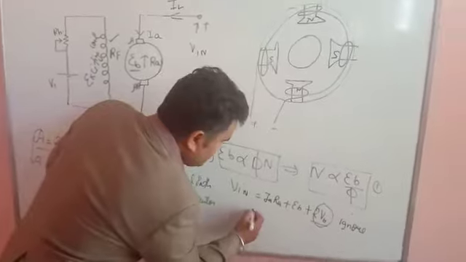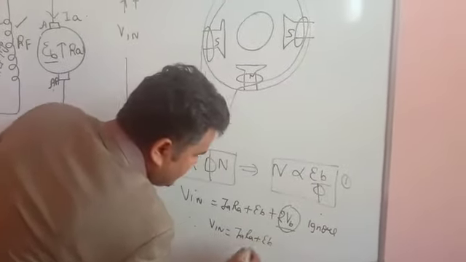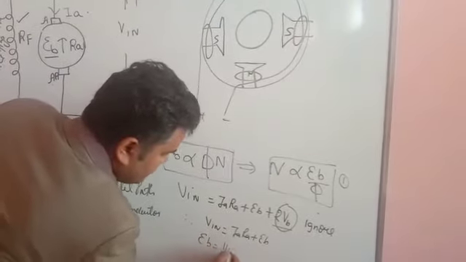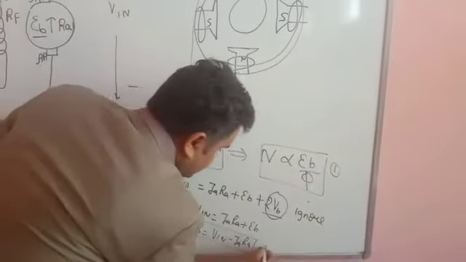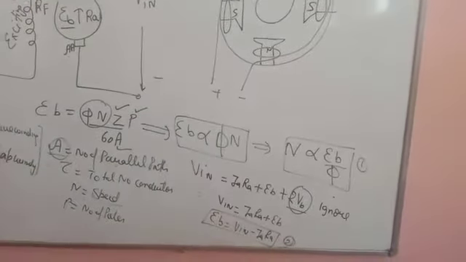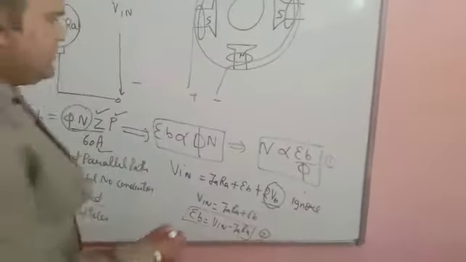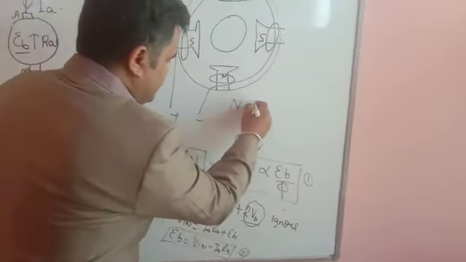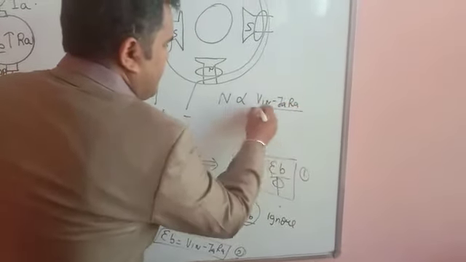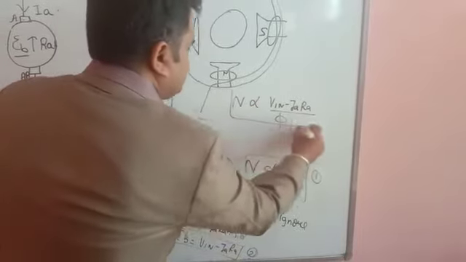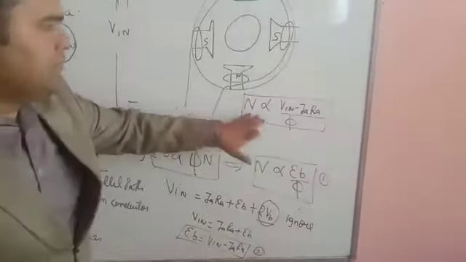Therefore, V in is equal to IA RA plus EB. Therefore, EB is equal to V in minus IA RA. Now this is equation number 2. Now put equation number 2 in equation number 1. You will get N is equal to (V in minus IA RA) upon phi. Now from here we will plot the graph.